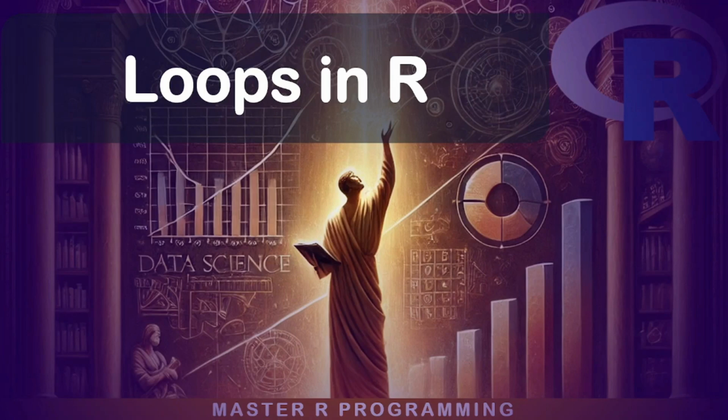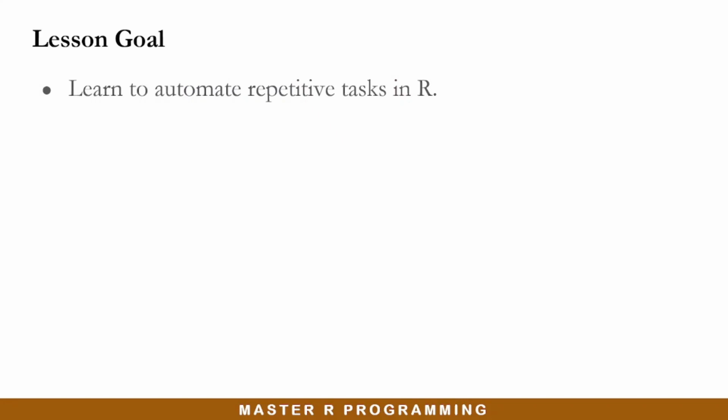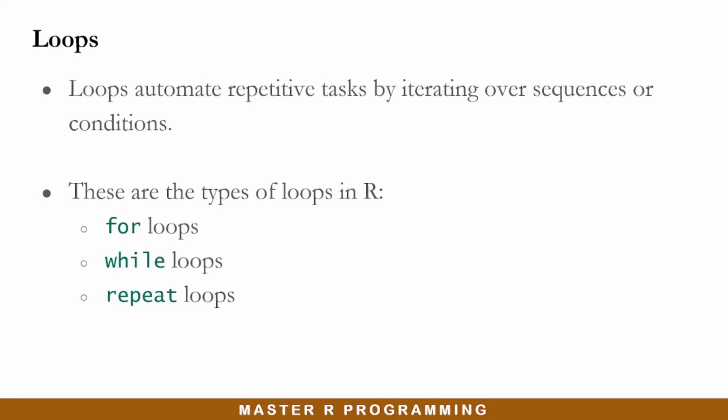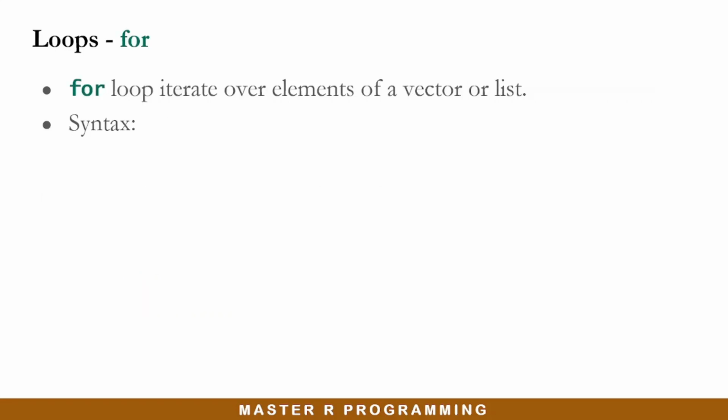Hello everyone, in this lesson we are going to learn about loops in R. By the end of the lesson, you will learn how to automate repetitive tasks in R. Loops automate repetitive tasks by iterating over sequences or conditions. These are the various types of loops in R: the for loop, while loop, and repeat loop. In this particular video, we are going to learn about the for loop.